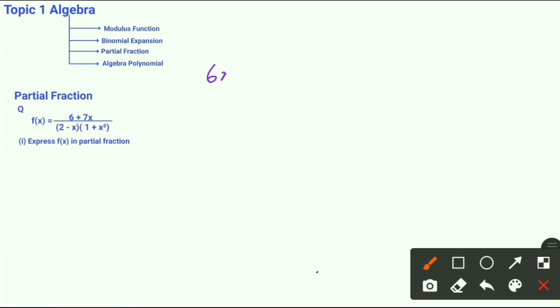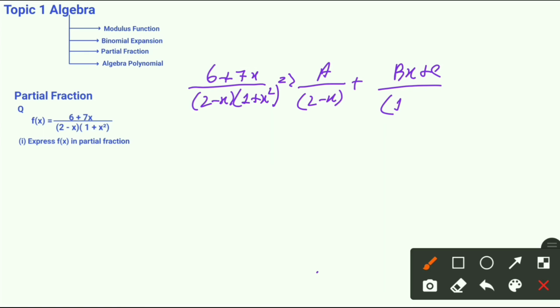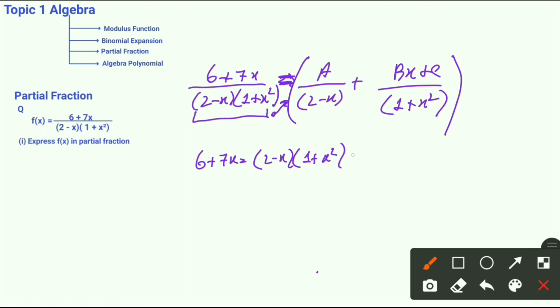So now let me solve the equation for you. (6 + 7x) over (2 − x)(1 + x²) is equal to, since we know this is a linear and quadratic factor, A over (2 − x) plus (Bx + C) over (1 + x²). Now we're going to cross multiply, like this is an equal sign.